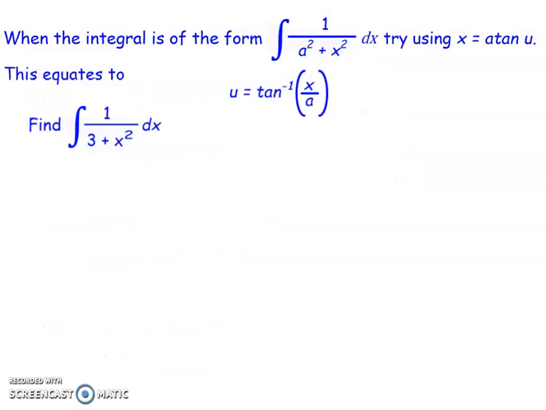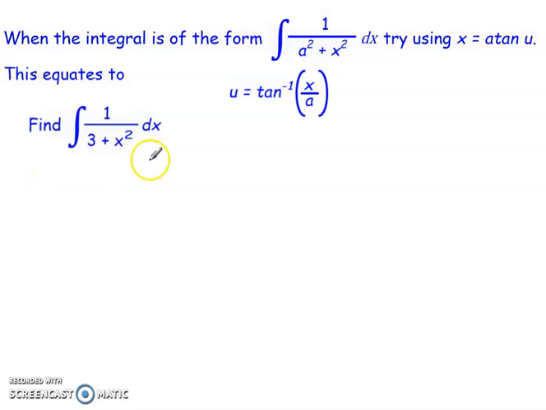Another standard integral is if we have something of the format integral of 1 over a squared plus x squared dx. For this sort of one, we try using x equals a tan u. If we have it written like that, we can rejig this about and have u equals tan minus 1 of x over a, which can then be used as part of our equation later. So let's imagine I want to find the integral of 1 over 3 plus x squared dx.